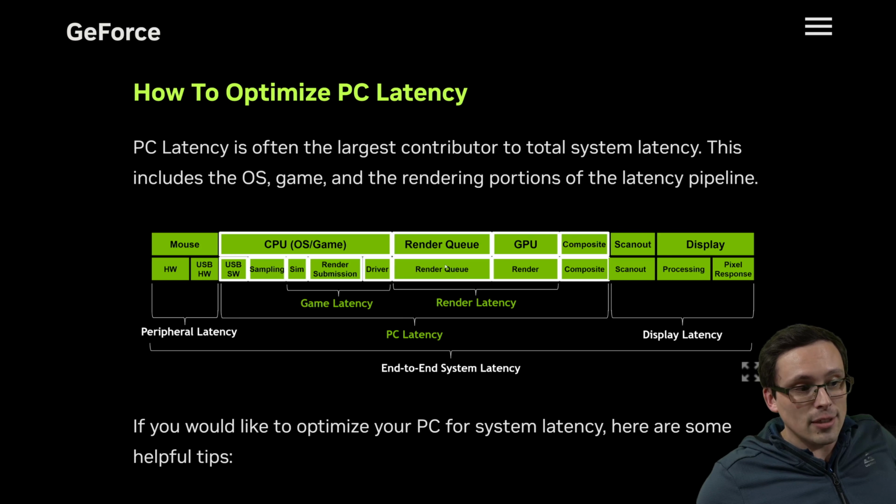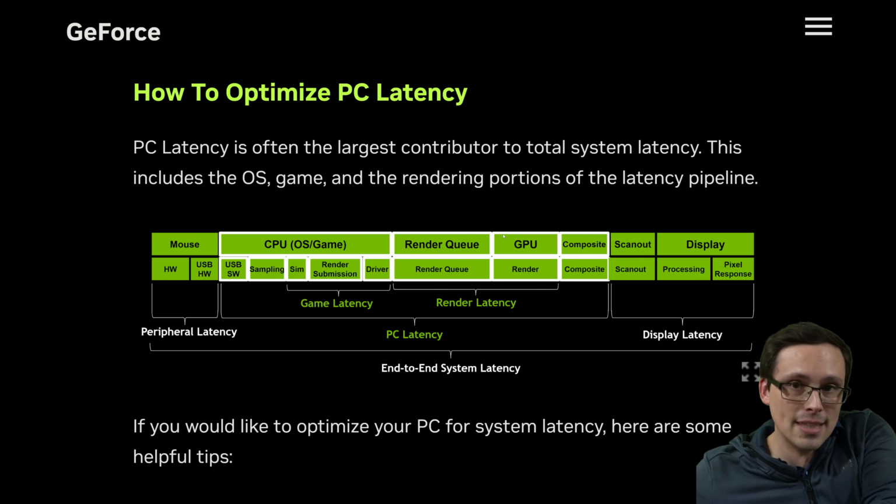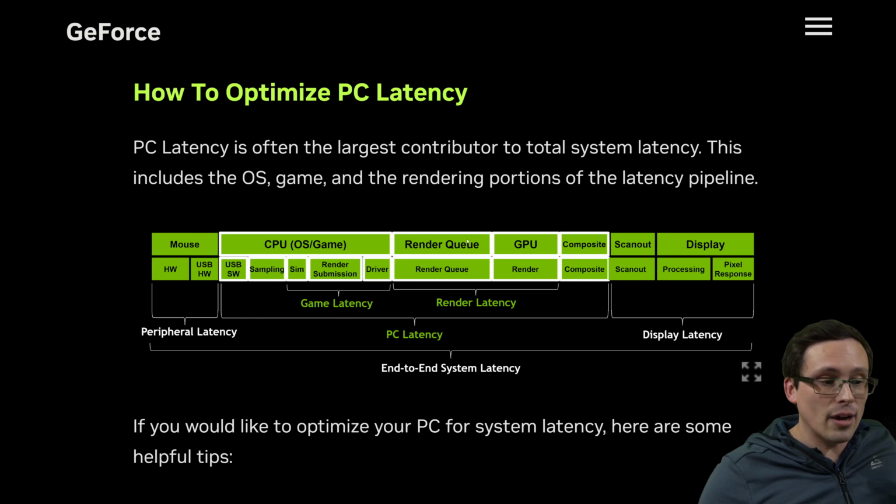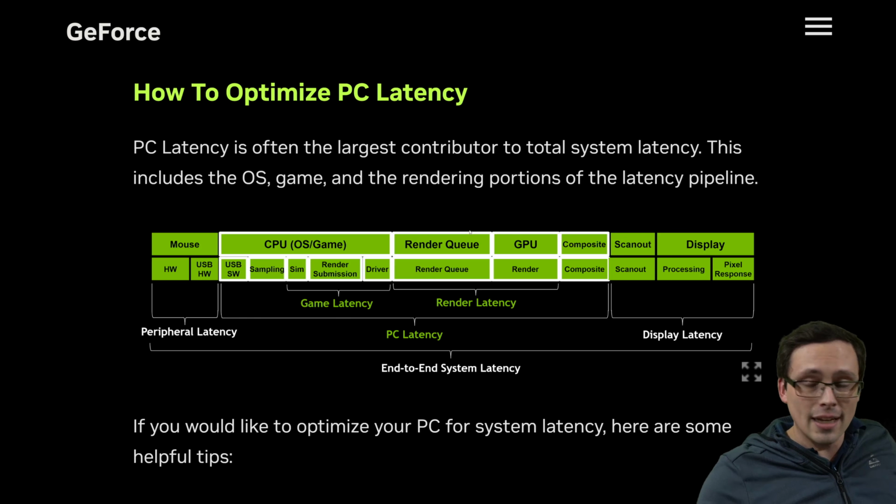So if things aren't queuing up here, then as soon as the CPU grabs that mouse input, renders the frame and spits it out to the GPU, if there's nothing sitting in this queue, the GPU can then immediately process that and send it to the display. So that's how NVIDIA Reflex and similar technologies speed up the input responsiveness of the game. It's by reducing that render queue.